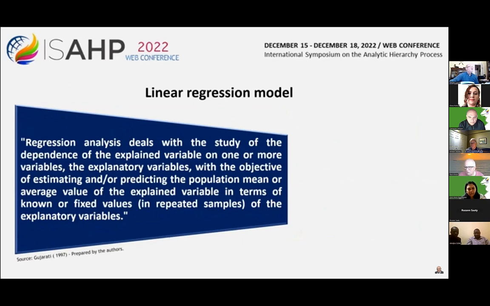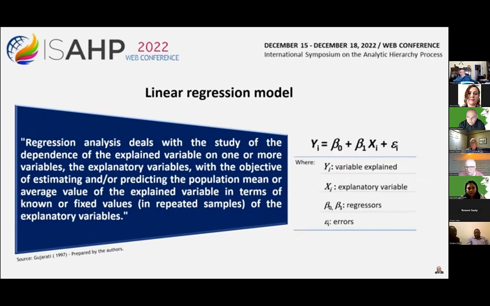The population mean or average value of the explained variable in terms of known or fixed values in repeated samples of the explanatory variables. The equation of the simple regression model is as follows: Y equals beta 0 plus beta 1 times Xi plus epsilon i, with Y being the explained variable, Xi the independent variable, beta 0 and beta 1 the regressors, and epsilon i the errors.